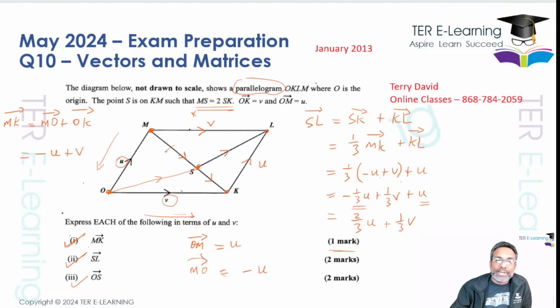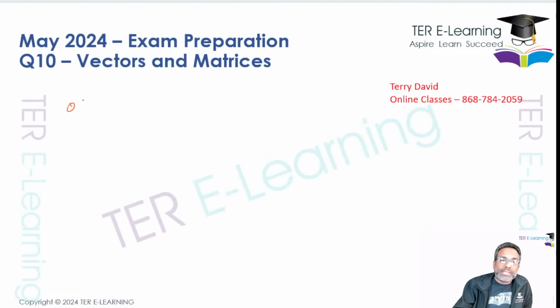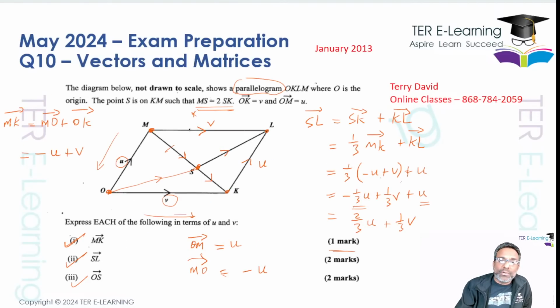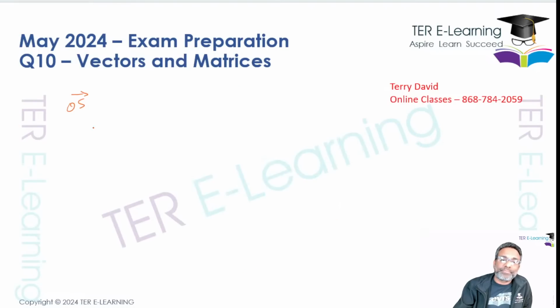All right, so according to the diagram, if I want to get OS, I can go from O to K and then K to S, or I can go from O to M and then M to S. So I'm going to do OS, and I'm going to take this route instead, OM to MS.